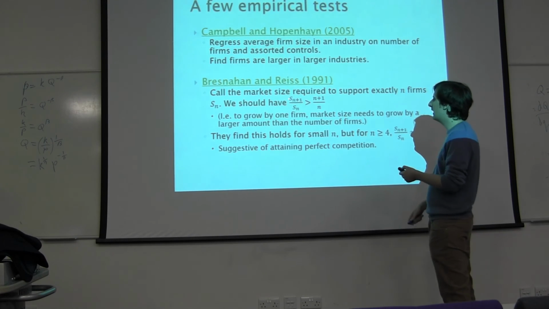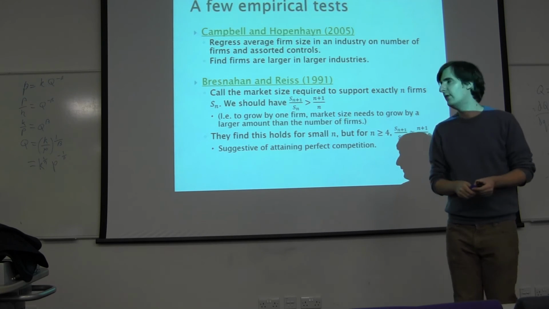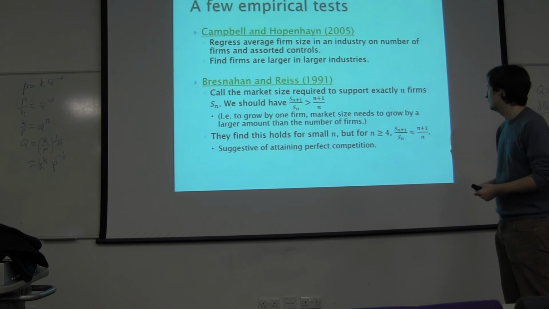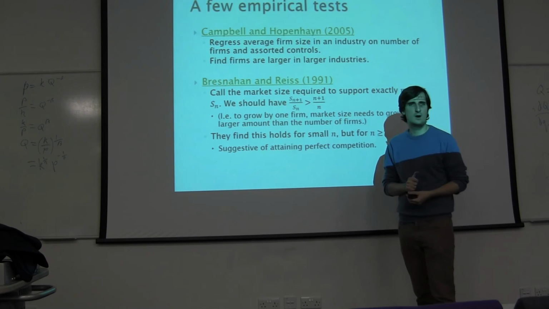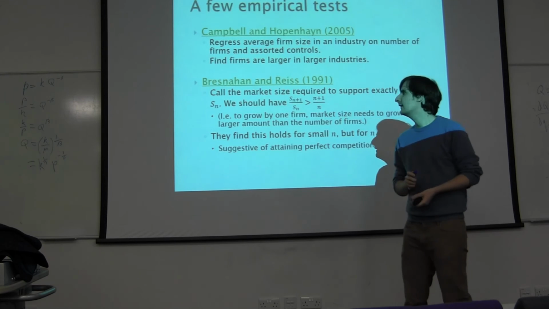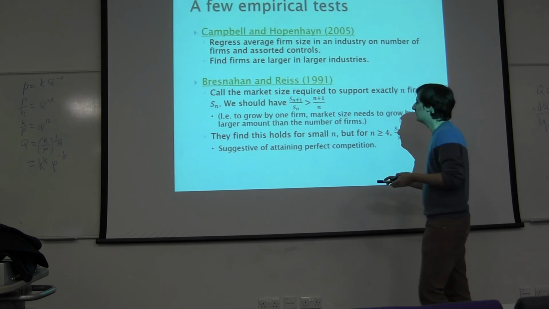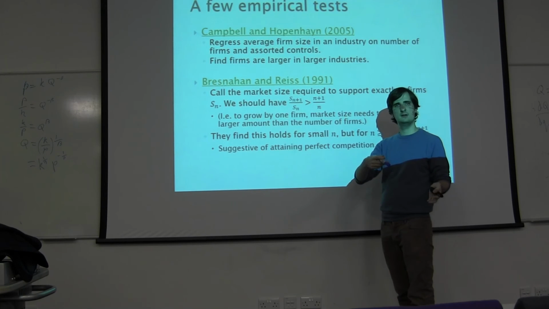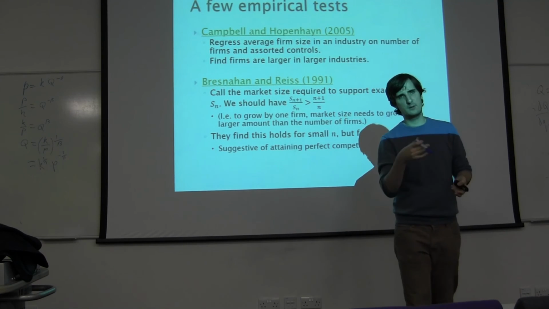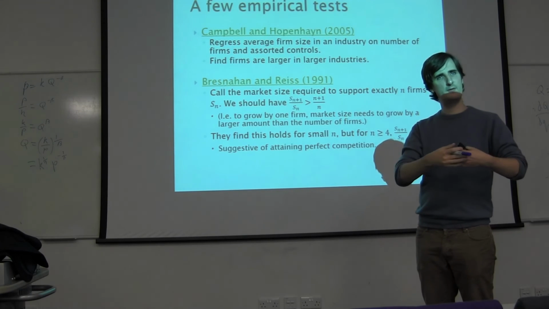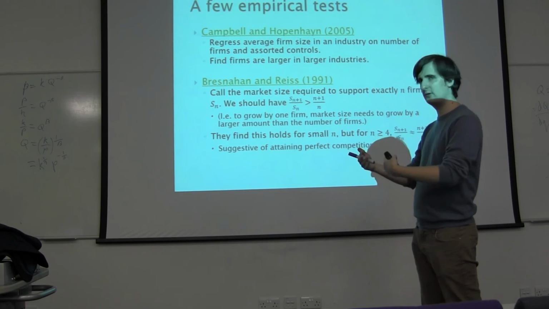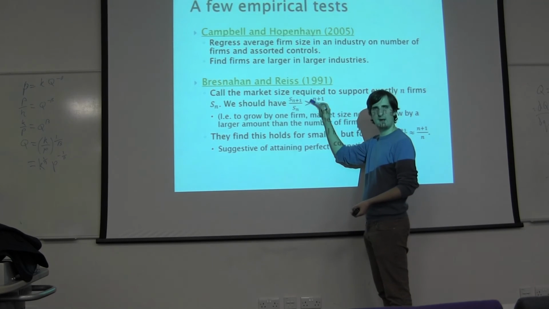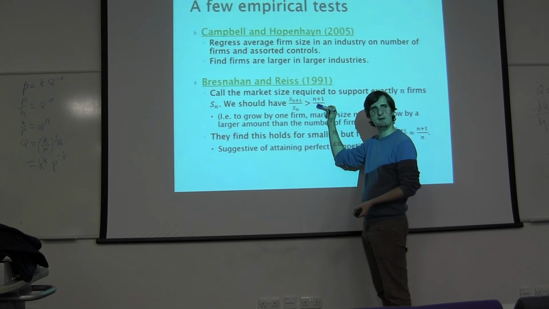model. And then Bresnahan and Reiss do something a bit more sophisticated. They're looking at the market size required to support a certain number of firms. Suppose we call the market size that's required to support n firms Sn. If the market size required to support a number of firms was proportional to the number of firms, then we would get that Sn plus 1 over Sn would be equal to n plus 1 over n.